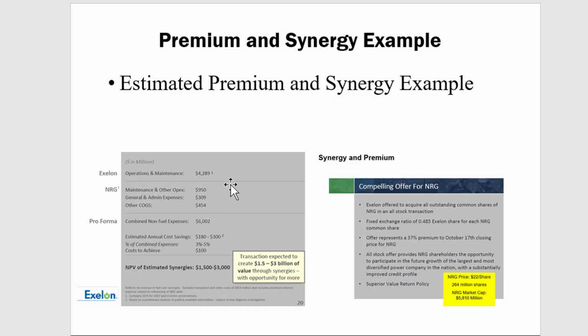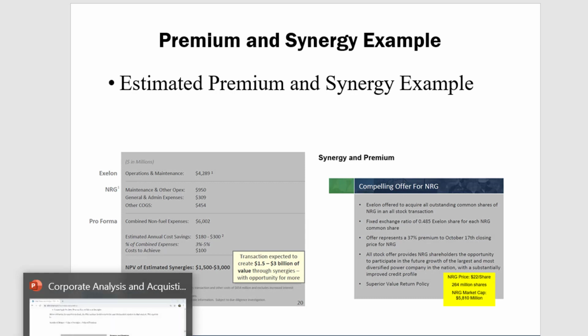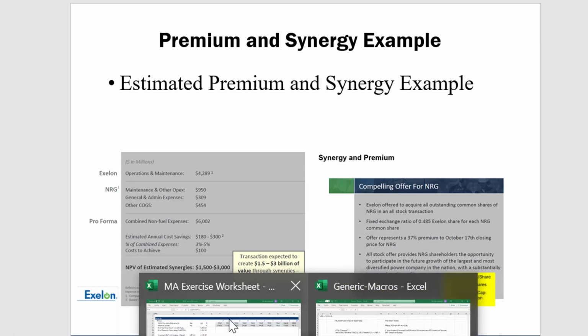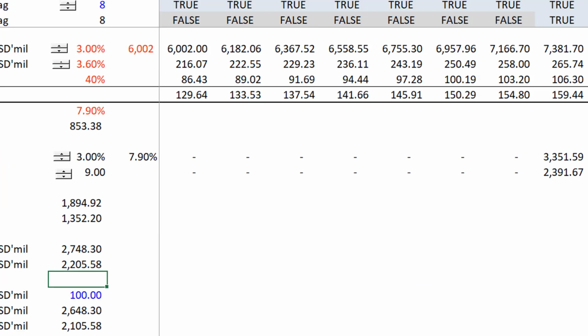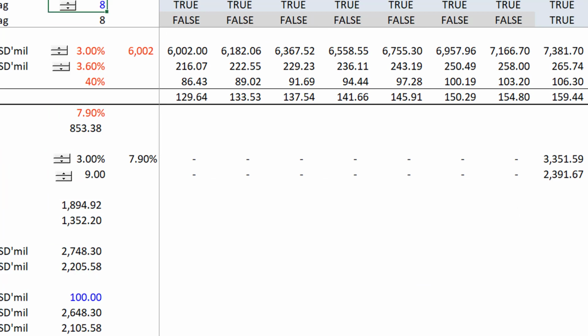But when they computed the synergies, it's very, very clear that they did not take an after-tax calculation of the synergies. And just like any other cash flow, this valuation of a synergy starts with the EBITDA.